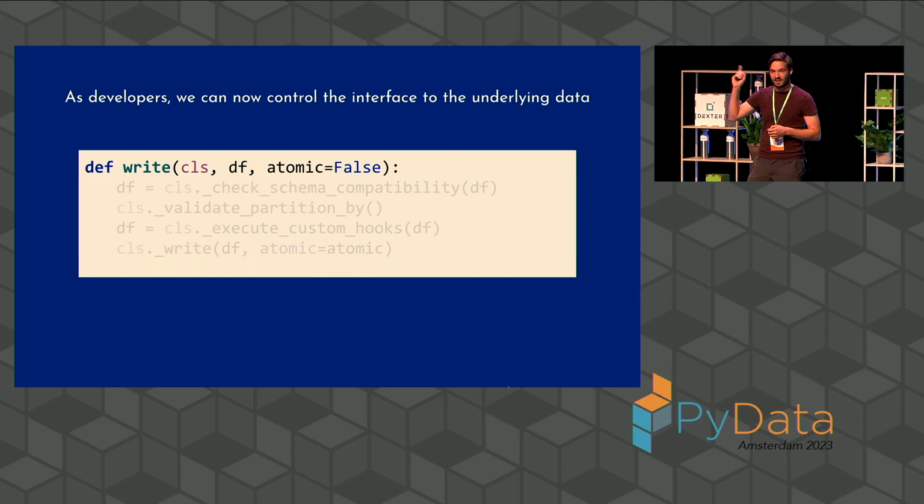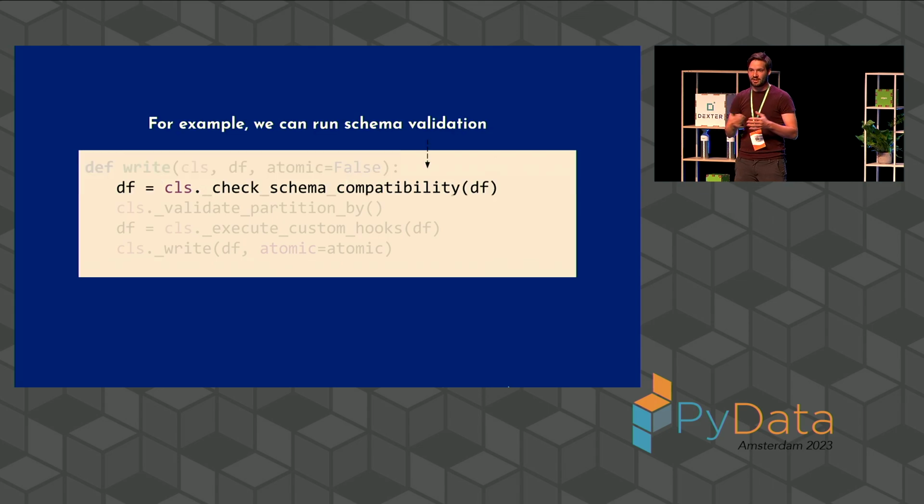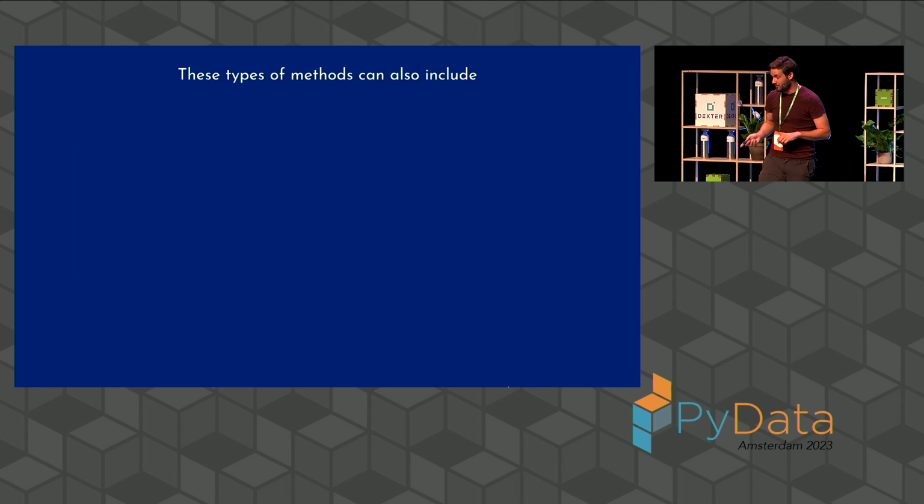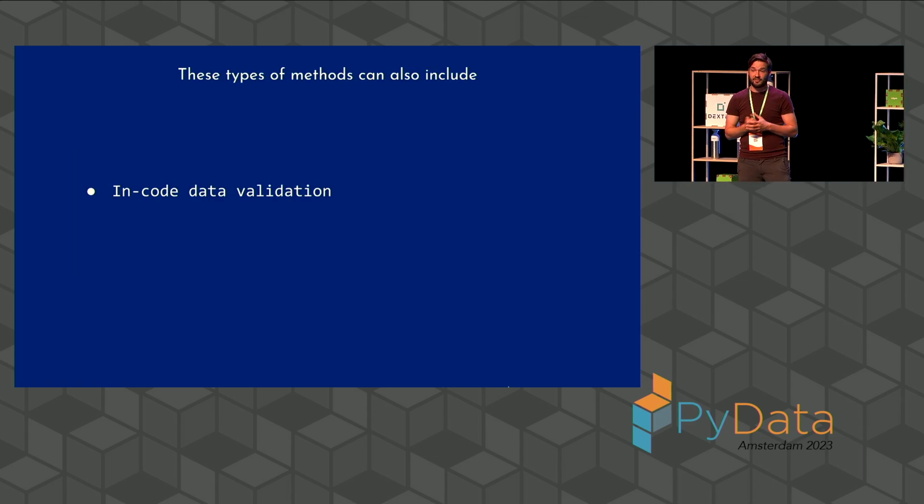So here, we've extended the class with a write method that takes the class and, for example, checks the schema compatibility. So before we write, we check the schema compatibility, both in production, but also when we write test, integration test, unit test, anything. Always, this is executed. And we can extend it with any arbitrary hooks we'd like. So, for example, think about in-code data validation.